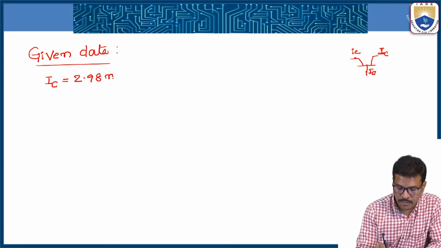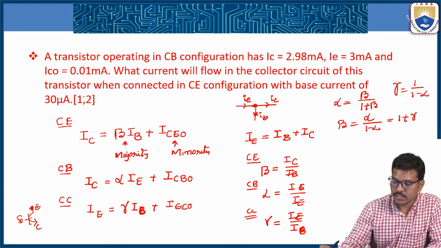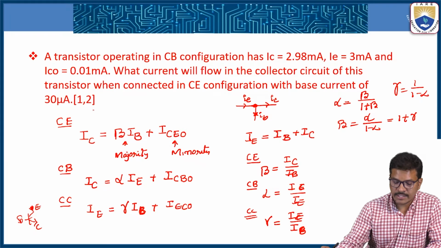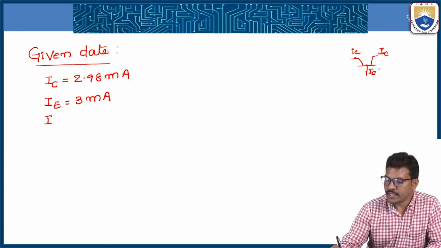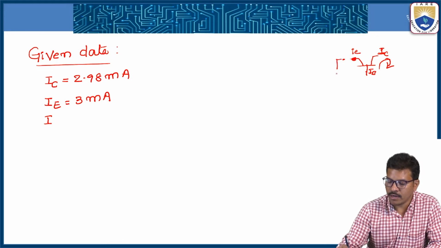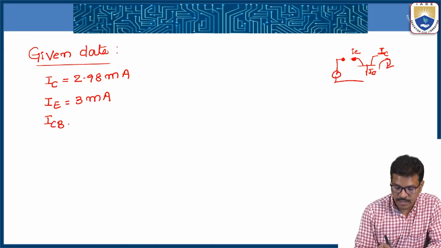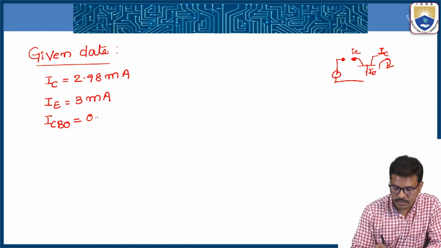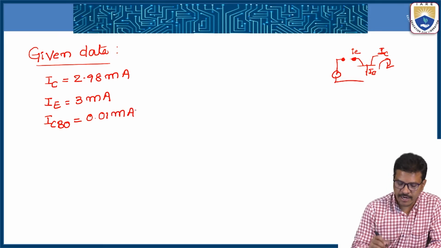2.98 milliampere. IE is equal to 3 milliampere. Then IC naught: what is the current flow between collector and base when the emitter terminal is open? Emitter terminal is open. So the collector to base current when the emitter terminal is open is called ICB naught, 0.01 milliampere, which is simply the output reverse-biased junction current.